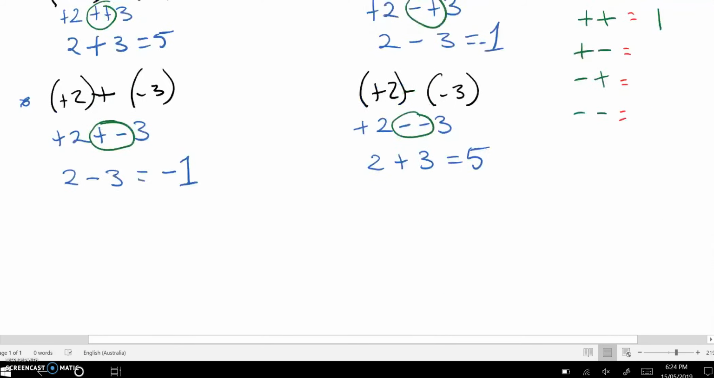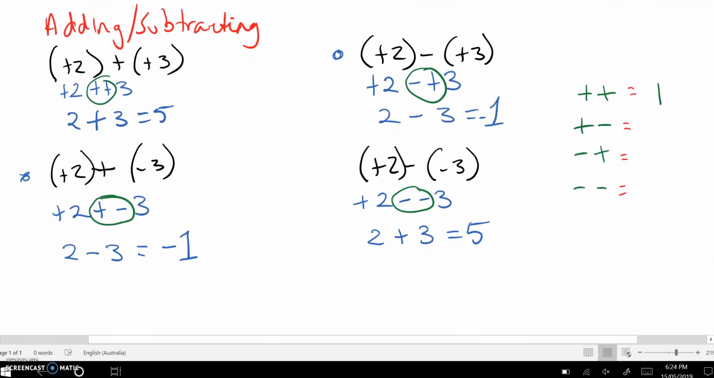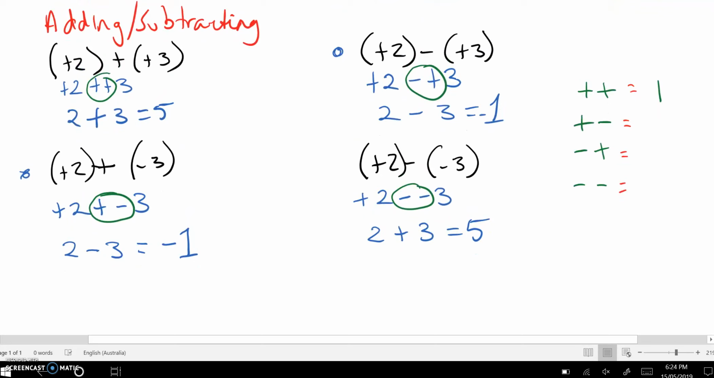Sorry guys, we're just having a bit of technical difficulties. There we go, we're back. So yeah, plus and plus makes a plus and a minus makes a negative, and minus and a plus makes a minus, and two negatives make our plus there.